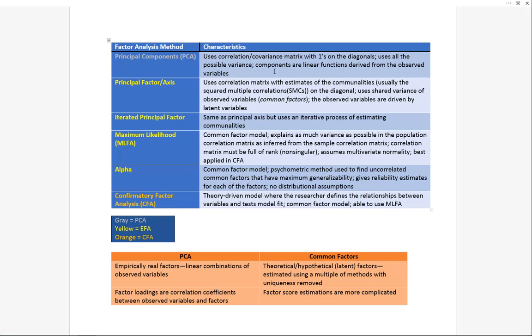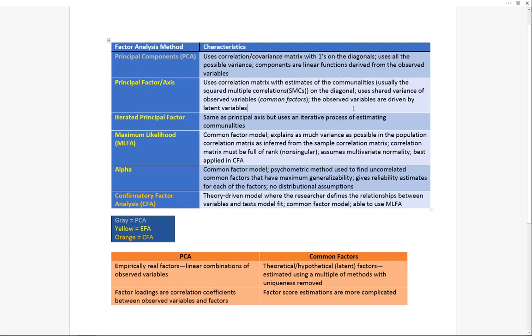Now contrast this with exploratory factor analysis, which I have highlighted in yellow, and you see in this table here the orange is confirmatory factor analysis. Now in exploratory factor analysis, there are different kinds of analyses that can be done. The first one is called principal factor or principal axis. Instead of using the covariance matrix, it uses the correlation matrix with estimates of the communalities on the diagonal instead of ones on the diagonal like principal components analysis has. We often use squared multiple correlations, or SMCs, on the diagonal.